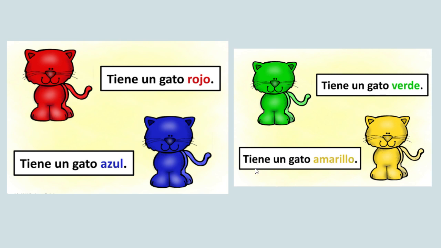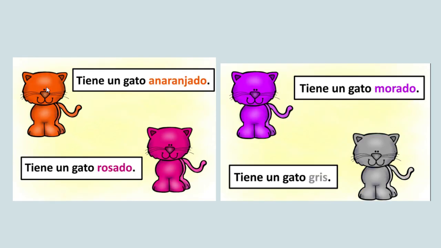So if you literally translate this, it says, she has a cat yellow. But that's the correct word order in Spanish. The adjective comes after the noun. Tiene un gato anaranjado. Tiene un gato rosado. Tiene un gato morado. Tiene un gato gris.